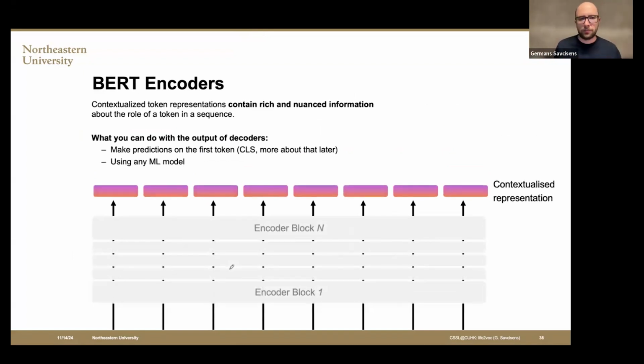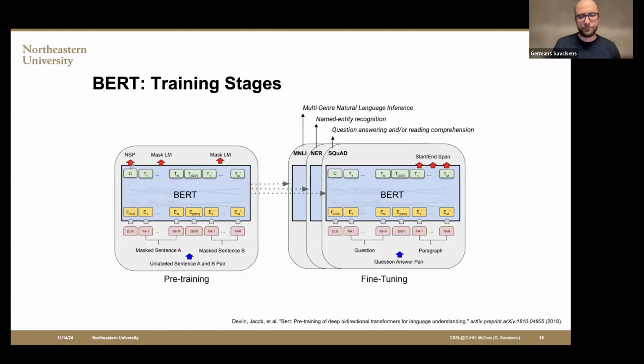It can be 12, it can be 24, 36, and what you get at the end of the BERT encoder is a contextual representation of a word. Then you can pass it to your favorite machine learning model. You can pass it to the decoder. And we can see that using this contextual representation actually boosts the performance of many, many models on many tasks.